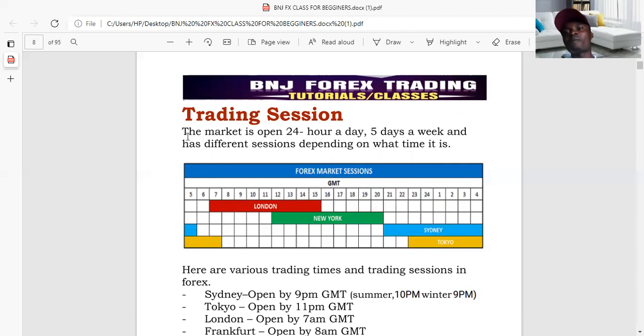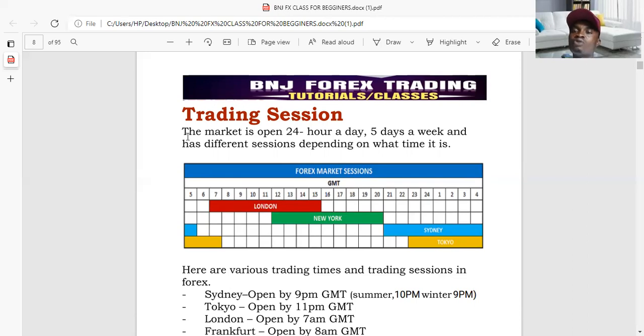One of the mistakes some persons always make is this: they just open a Meta 5 or Meta 4 platform, where you have a currency pair, and they start trading instead of trying to see the session that is in the market at that juncture. Not all sessions are in the market at the same time. So you must understand the session.